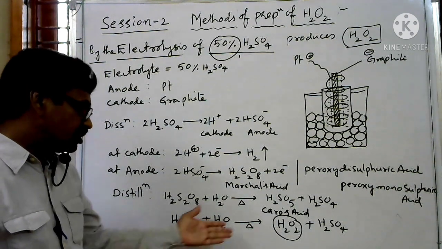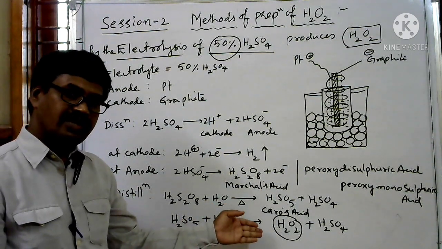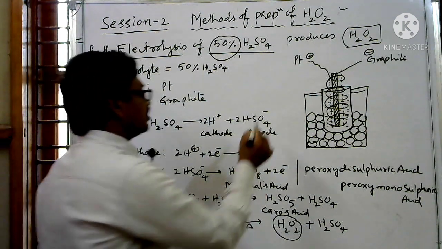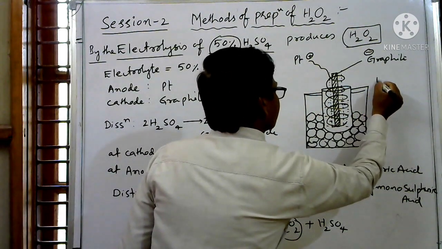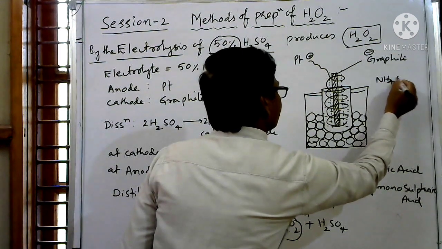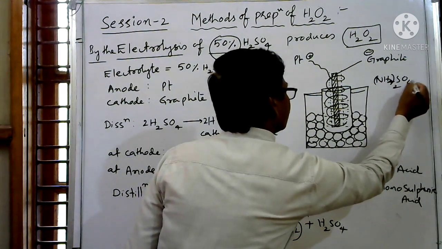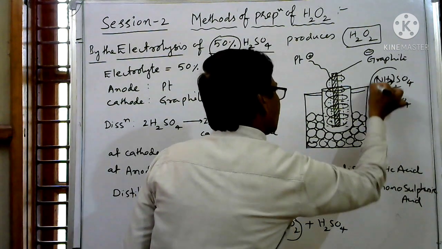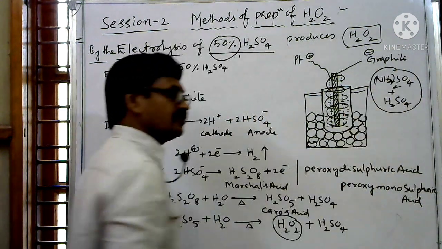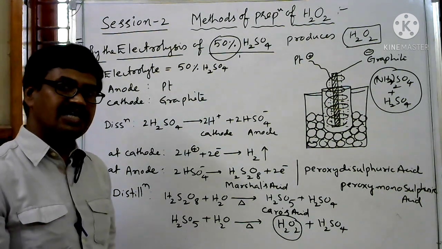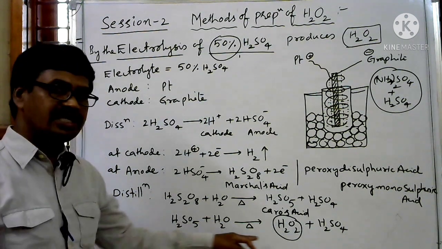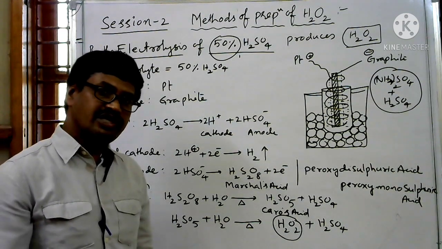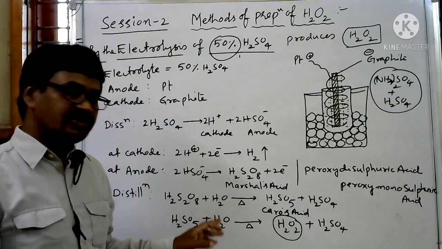Nowadays, to increase the concentration of hydrogen peroxide in this process, they may take the electrolyte as ammonium sulfate, (NH4)2SO4, along with H2SO4. An equimolar mixture of ammonium sulfate and sulfuric acid is taken as electrolyte to get more yield of hydrogen peroxide. And similarly, hydrogen deuteroxide is also prepared by using this method only.